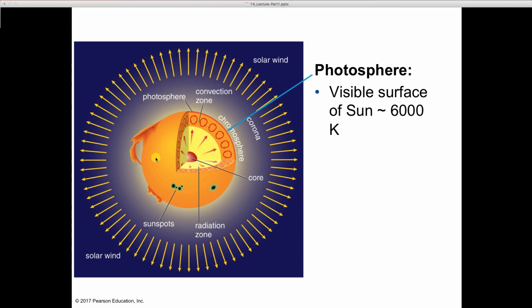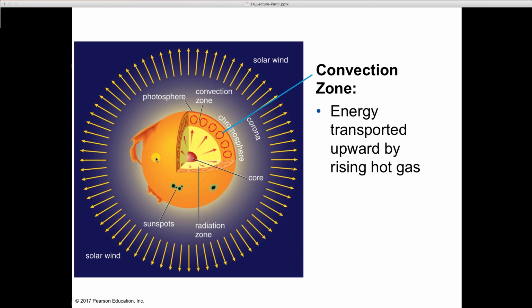And it rotates at different rates because it's a ball of gas. It's not a solid object like the Earth. So you can think of the photosphere almost like the crust of the Earth, the upper really thin layer of the surface of the sun.